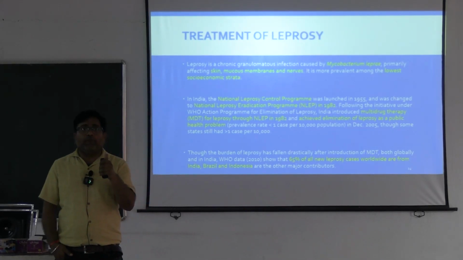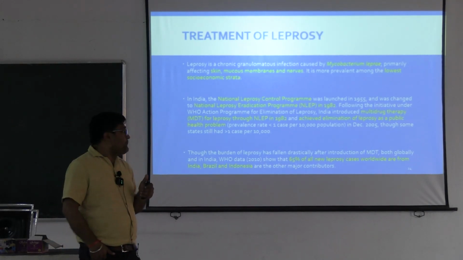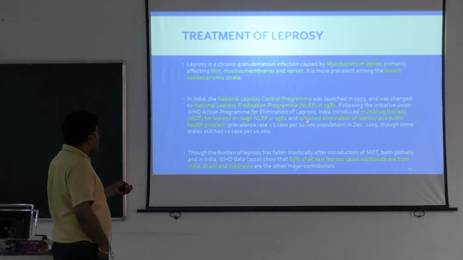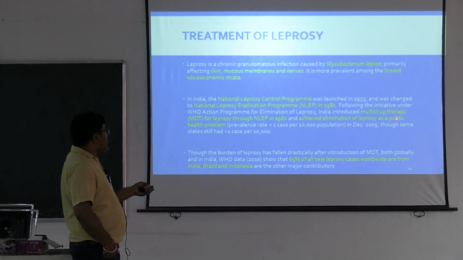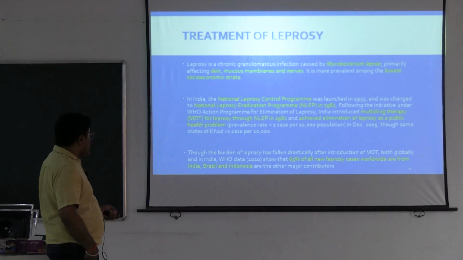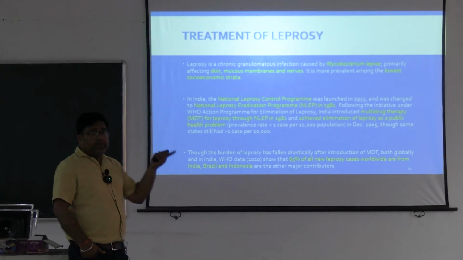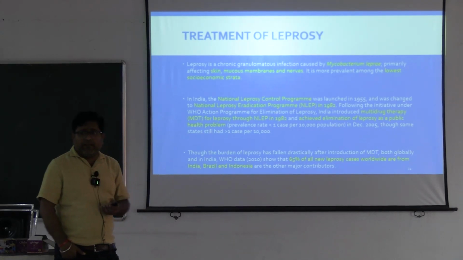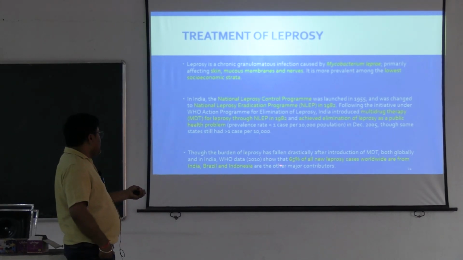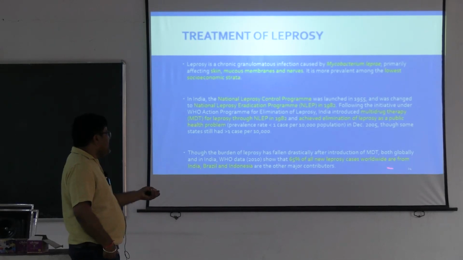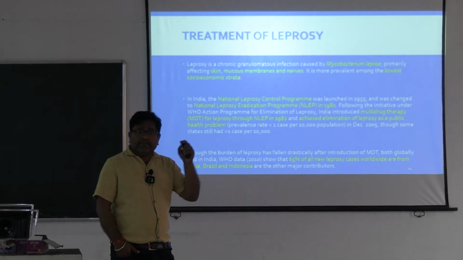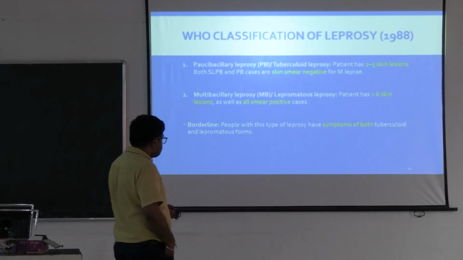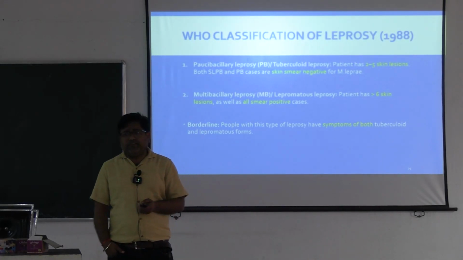that started the use of multi-drug therapy for leprosy. Now, with the use of multi-drug therapy, they achieved elimination of leprosy as a public health problem. Even after the drastic fall in leprosy prevalence worldwide and in India, 65% of all new leprosy cases worldwide are still noted from India, Brazil and Indonesia. Now, what are the types of leprosy?